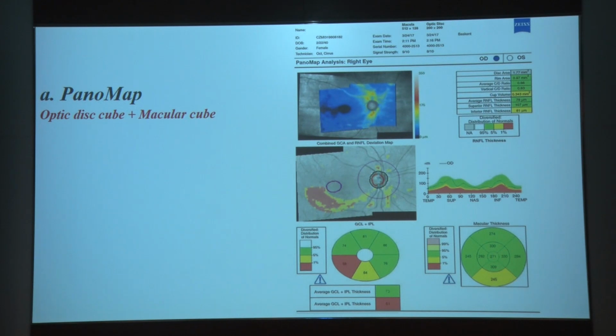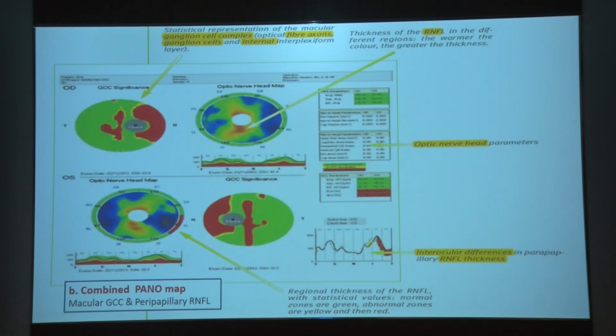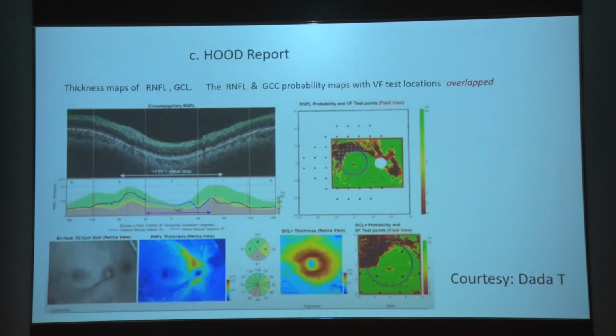This is the pano map. If you reach this level, that means you are going for a grand viva or distinction viva because you've crossed the main ones. So this is a pano map which has the optic disc cube and the macular cube both superimposed. You have a combined pano map which has macular GCC and peripapillary RNFL. And this is something which very few centers would have, a hood report which has both the macular GCC and the RNFL superimposed with the visual field test locations.